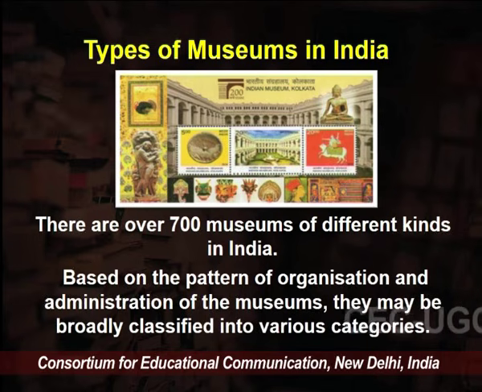In the next part, we look at all the types of museums in India. There are over 700 museums of different kinds in India. And these divisions are based on the pattern of organization and administration of the museums, and they may be broadly classified based on this into various categories. So those are various kinds of museums.